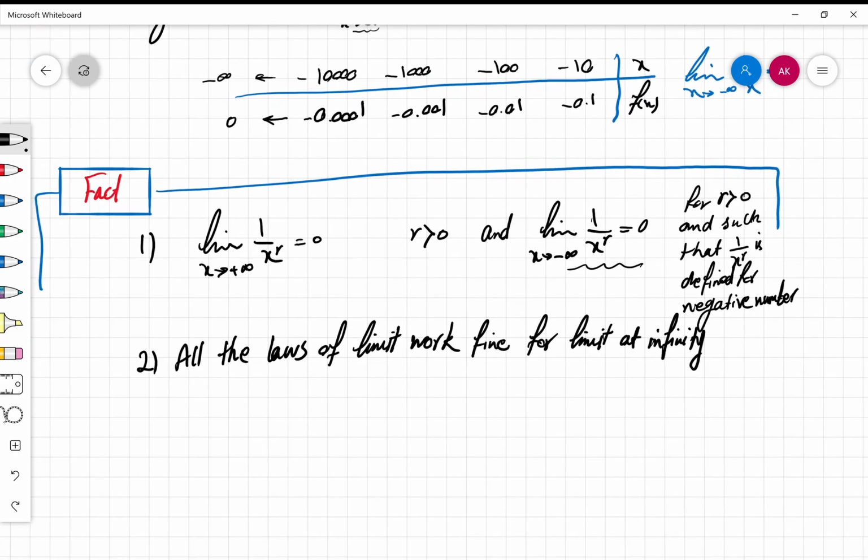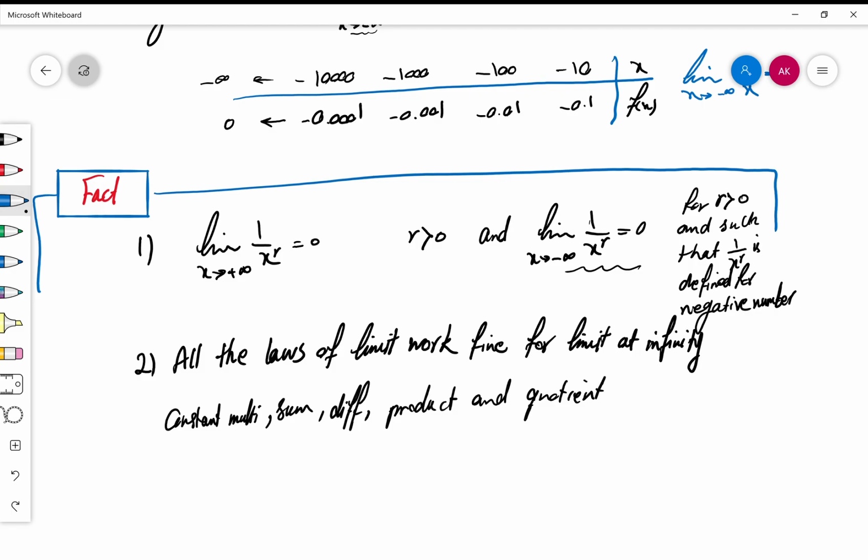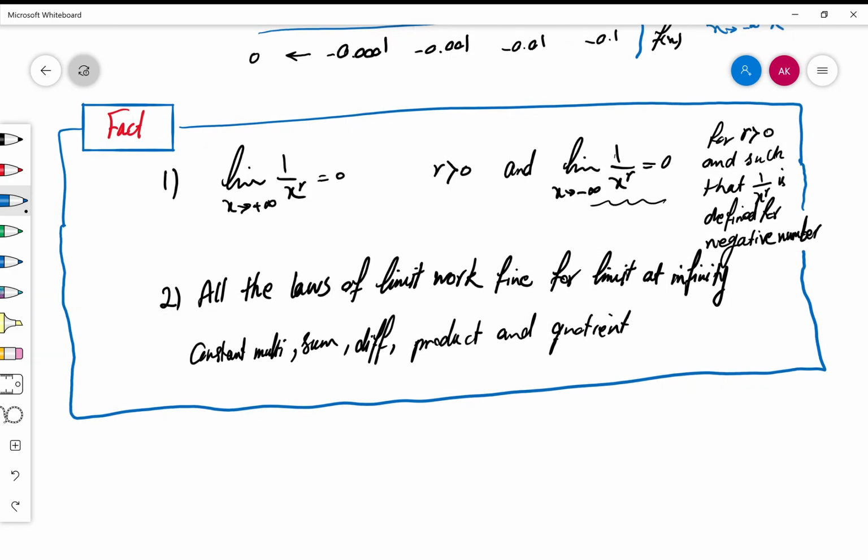Remember what were the limit laws? For example, the sum, constant multiple, difference, product, and quotient. Yes, all of them work. And basically, this is part of what we learned, the limit as we learned before. Well, instead of x approaching a number, this time x is approaching infinity.